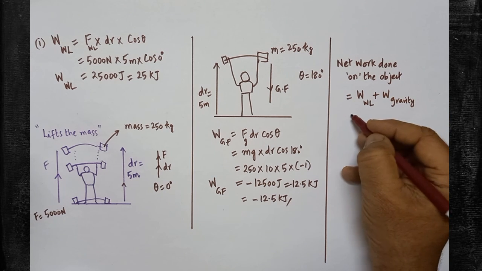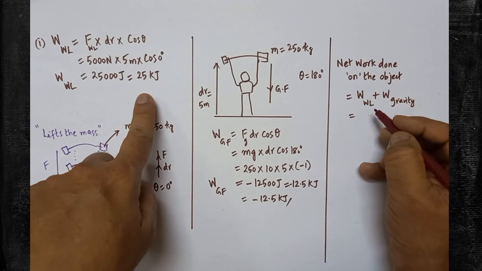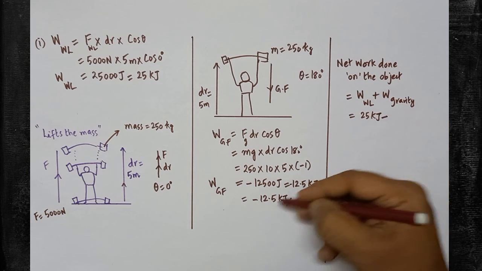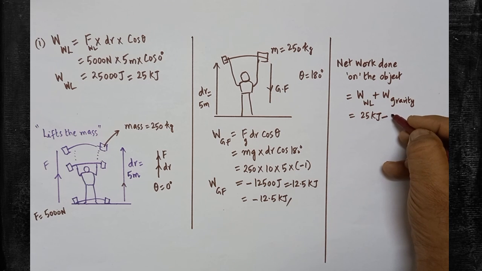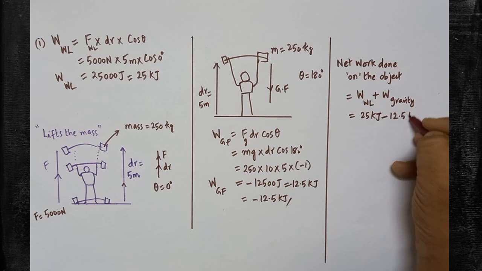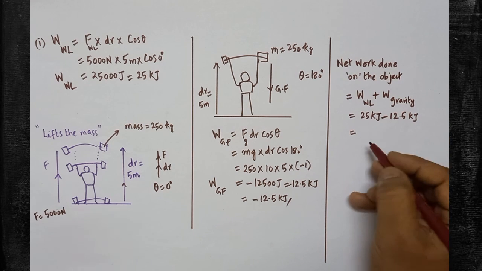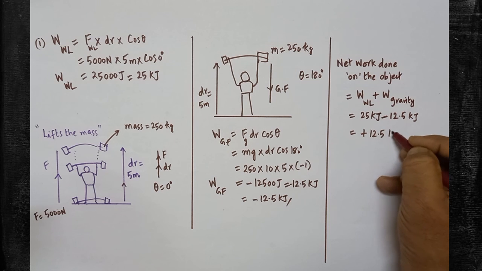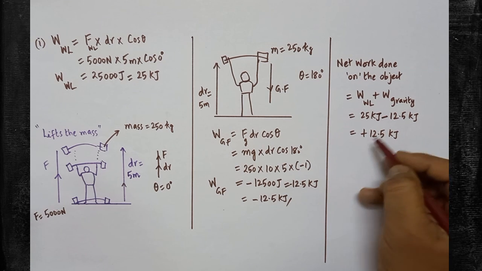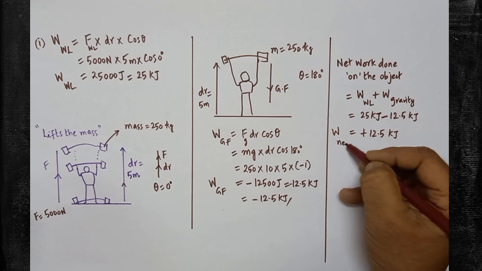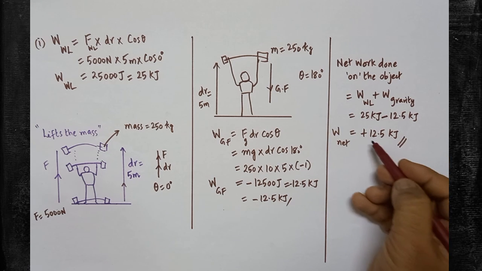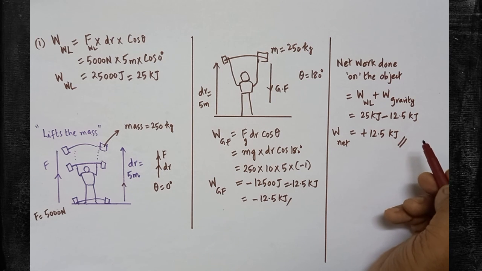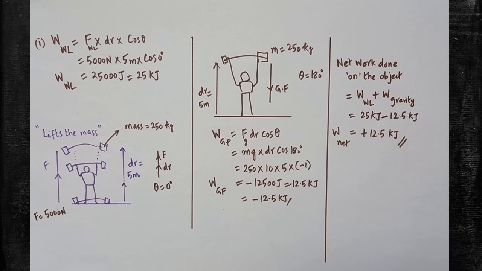So substitute now. Work done by the weightlifter is how much? 25 kilojoule. Are you clear? Minus, since it is in the form of minus, that negative symbol is very important, 12.5 kilojoule. After substitution, you will get the answer as plus 12.5 kilojoule. So this is the net work done on the object. Are you clear? So the answer comes in the form of positive. Very interesting problem. Solve this kind of problem if it is asked in the examination. Understood?